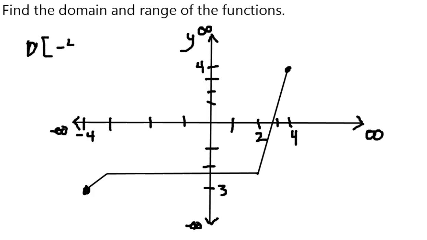So the first one, we're going to use a bracket. So it's -4 because it is a closed circle. And also this is a closed circle. Therefore, we're just going to use a bracket. So this is the x values of the domain.